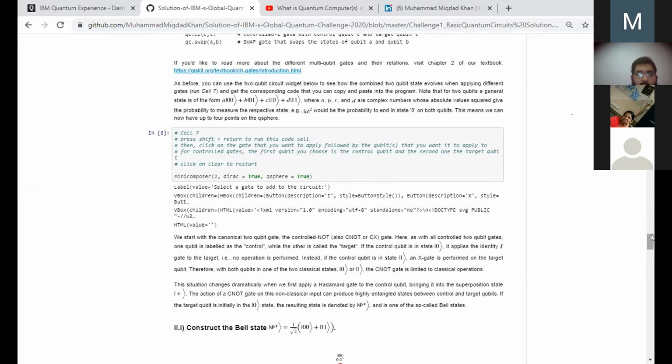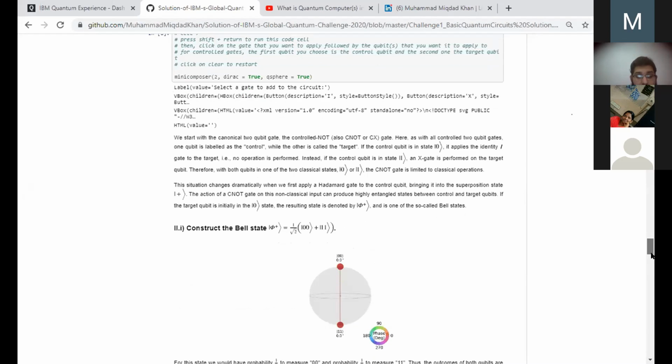And exercise 2 in challenge 1 was dealing with multiple qubits, and 2 qubits. Here was another mini composer. In this mini composer we have to work with 2 qubits. It is also not showing on the GitHub. It was available on the IBM Quantum Experience website, but it is not there right now.